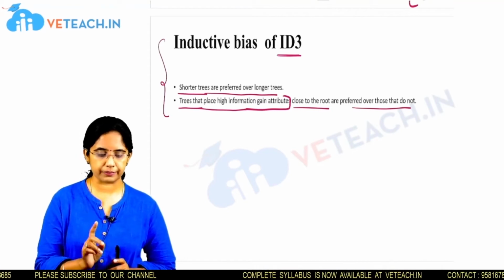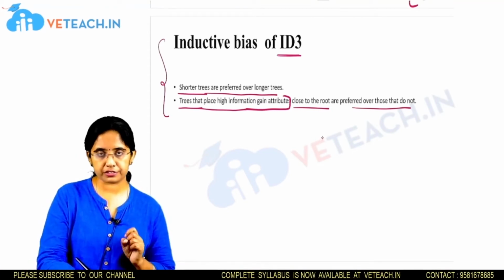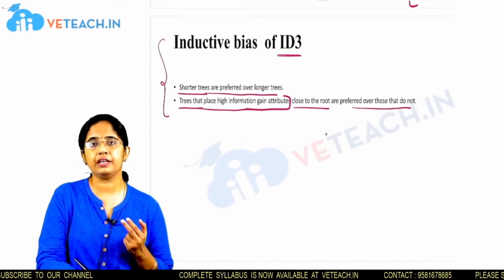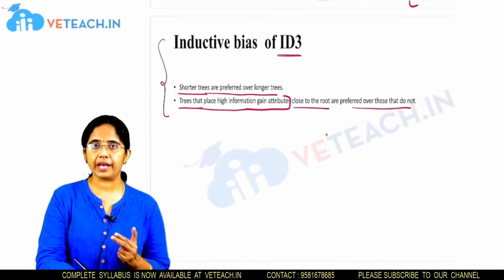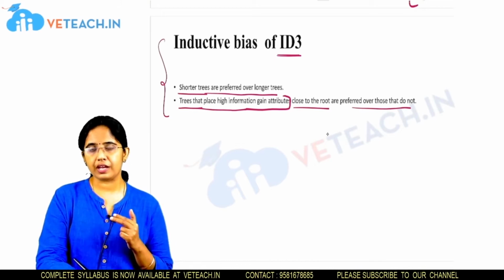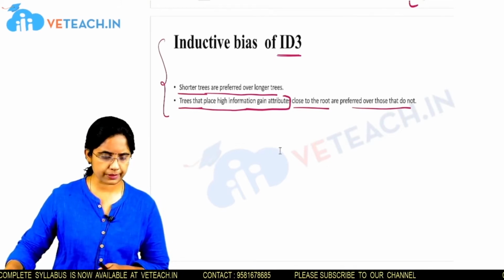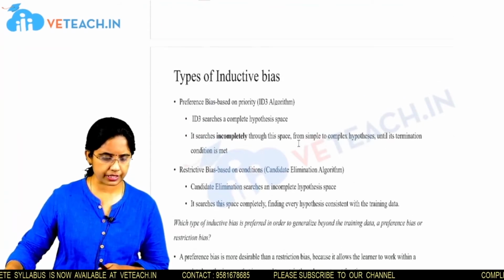So these are the two assumptions. One is short trees should be selected. Second one is if you select any decision tree, that decision tree should have the attributes which have high information gain close to the root. So these are the two assumptions that we consider while constructing a decision tree.